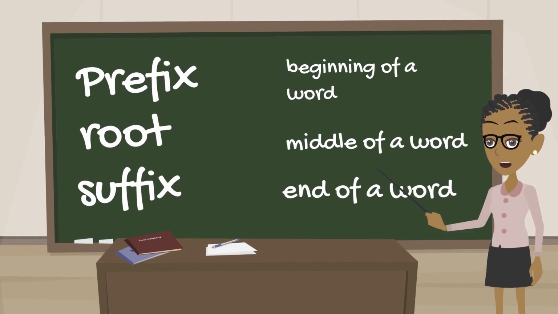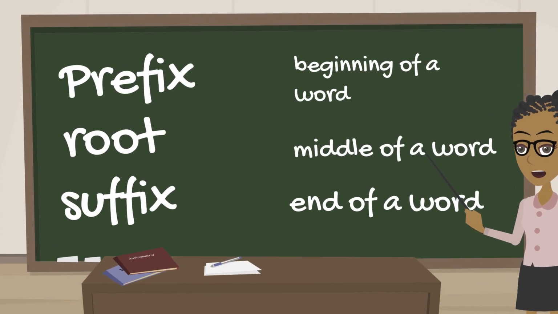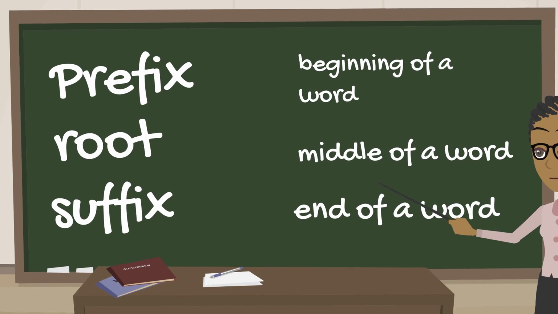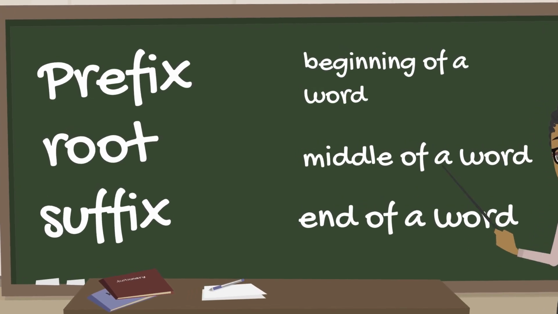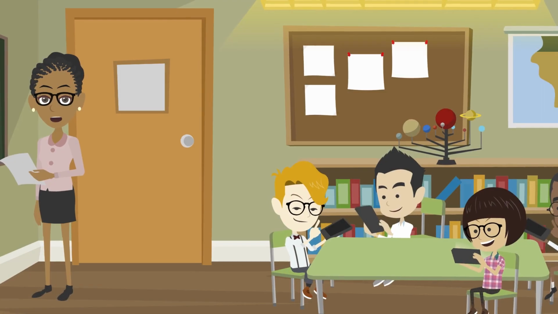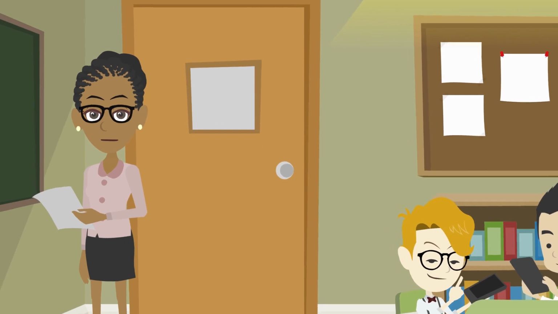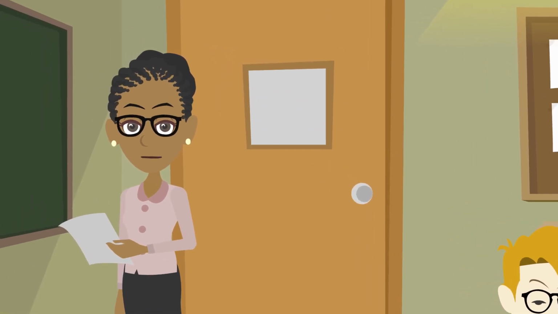As you can recall, a prefix is placed at the beginning of a word. The root is in the middle, and the suffix is at the end of a word. Today, we will practice making words. We will use prefixes, Latin roots, and suffixes.